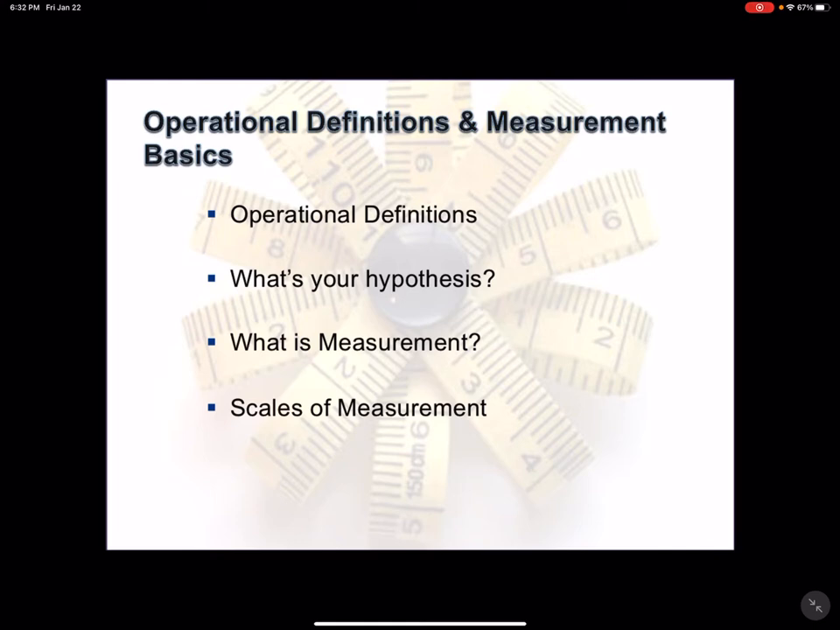So, here's what we'll be covering today. Operational definitions, which you already know what they are. I'm just going to reinforce them. We're going to talk a little bit about, again, more about hypotheses and how to set them up. Then we're going to talk about measurement and finally define 4 different scales of measurement. So 4 things today. Lace up your boots and let's go.